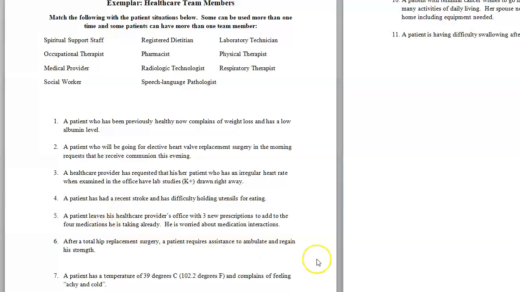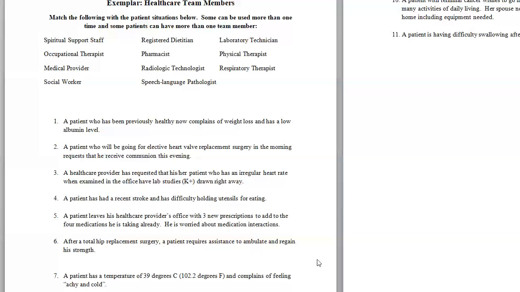Number 5, a patient leaves his healthcare provider's office with 3 new prescriptions to add to the 4 medications he is already taking. He is worried about medication interactions. Absolutely. So who would be beneficial to consult with this patient about his medications? Oh my goodness. It would be the pharmacist for sure. They are the experts with medications, but also he might get that information from his medical provider as well, because he's the one who's ordered them.